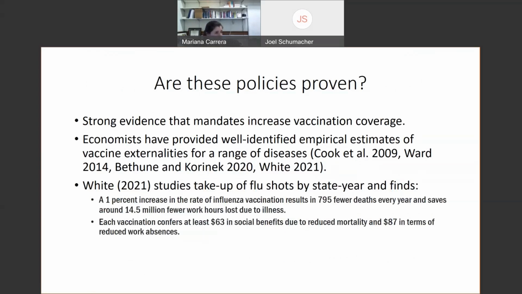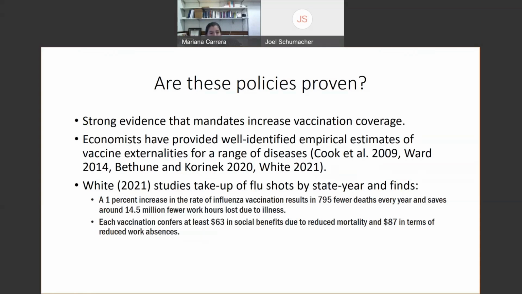Economists have worked on providing empirical estimates of vaccine externalities for a number of different diseases. I have some of the citations listed on this slide. I'll talk a little bit about one of these studies by Corey White, a recent study that looks at flu shots by year, by state, and leverages the fact that in some years the flu vaccine works really well, and in other years it works less well. He leverages that to find some variation that allows him to quantify these externalities.